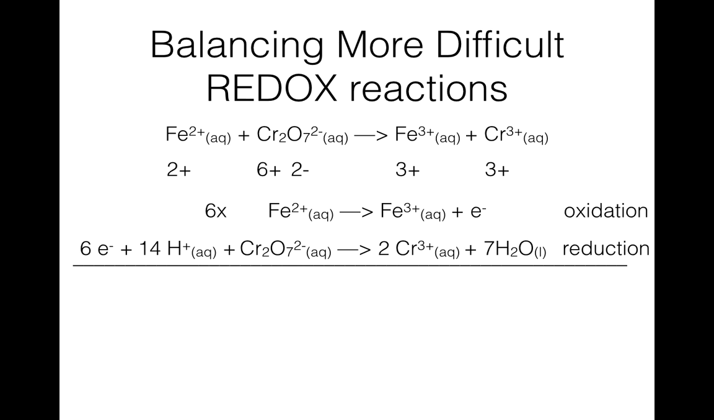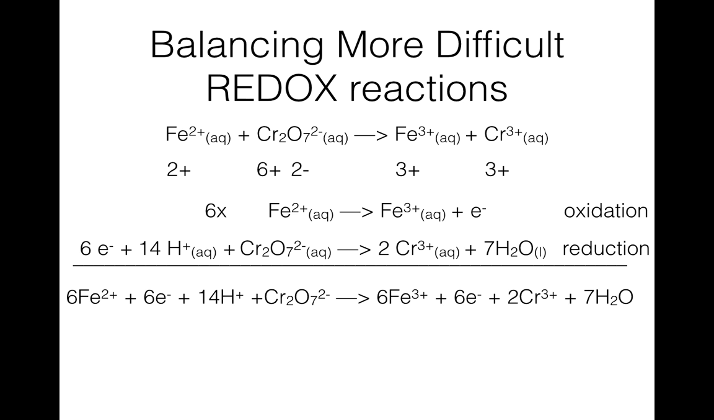Remembering that we multiply the first reaction by 6, our reactants are going to be 6 iron 2 plus from the oxidation, and then 6 electrons, 14 H plus, and 1 dichromate from the reduction. And then this will produce in our products 6 iron 3 plus and 6 electrons from the oxidation, and then 2 chromium 3 plus and 7 waters from the reduction.